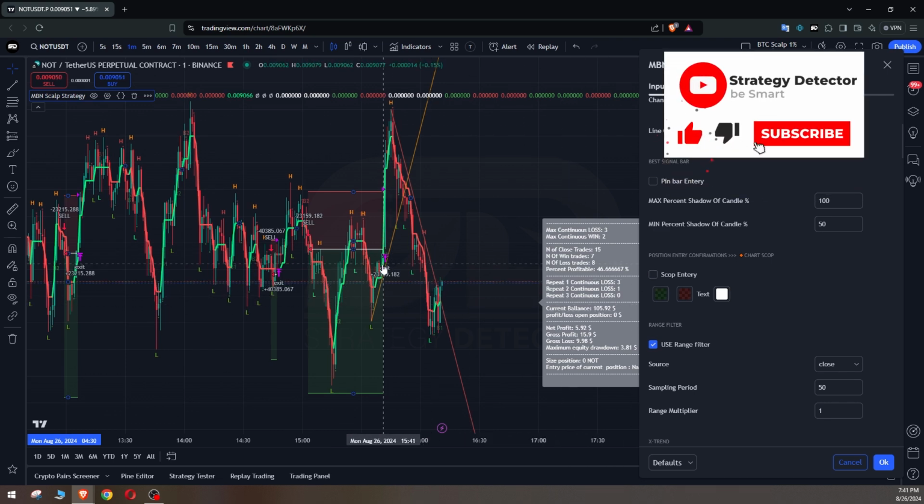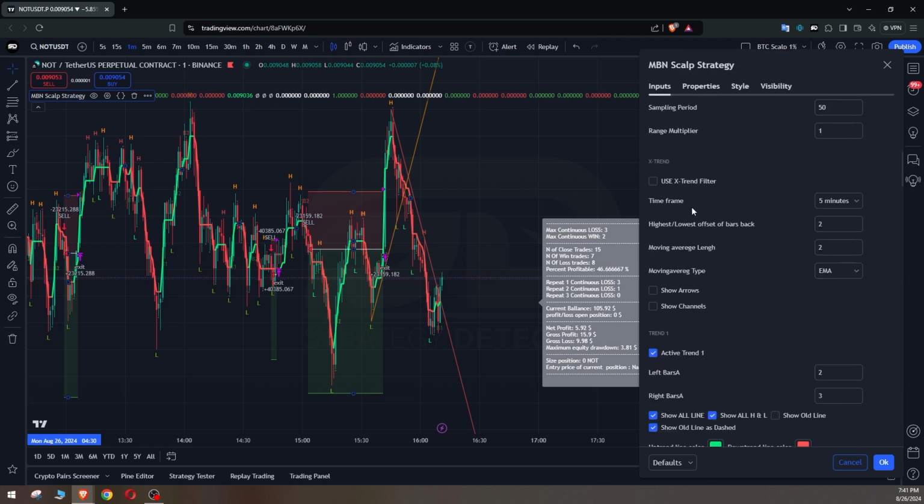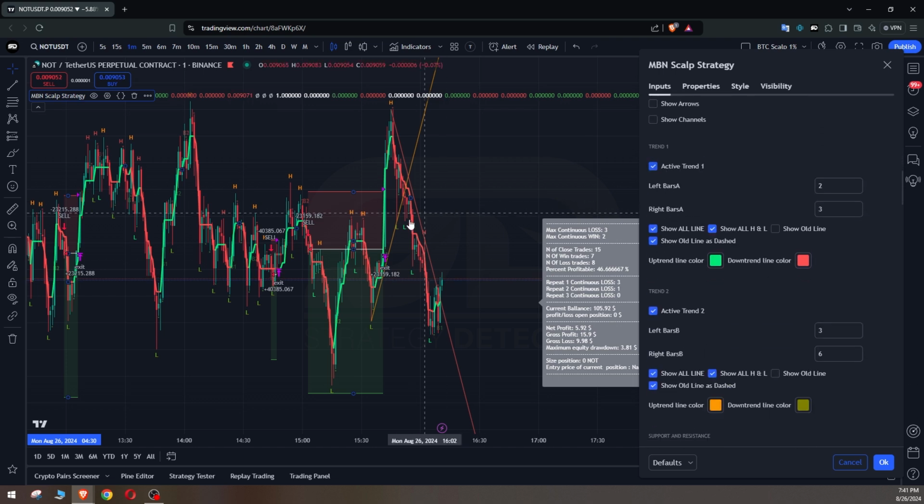Up to this point, we were discussing pin bar inputs and scalping. Now we come to filtering. Filters are specifically designed to exclude undesirable trades. The active trend line is actually trend lines that you see on the chart. These trend lines enter into positions with their breakout.